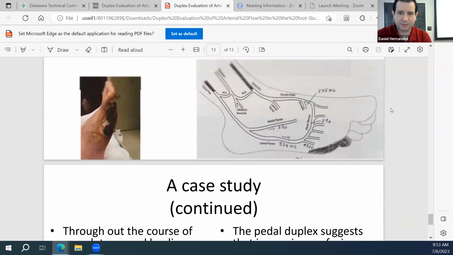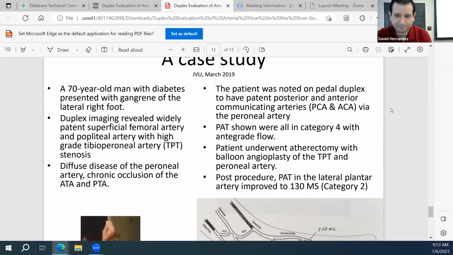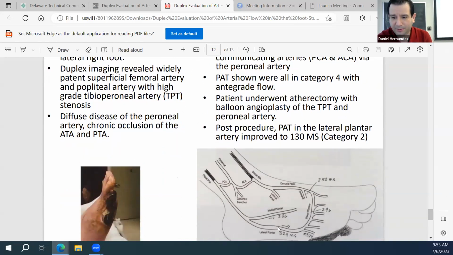So this was just showing some examples of case studies. Pre-procedure, they were in the 250s, 300s along that plantar artery. And then post-procedure, the plantar artery improved to 130 milliseconds.